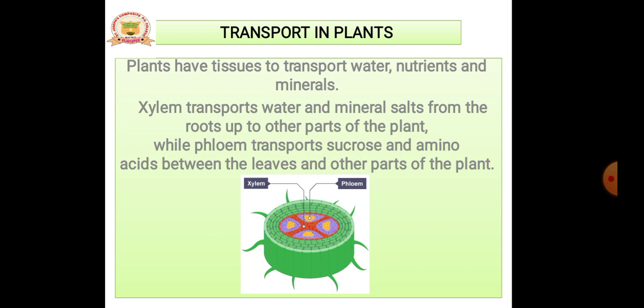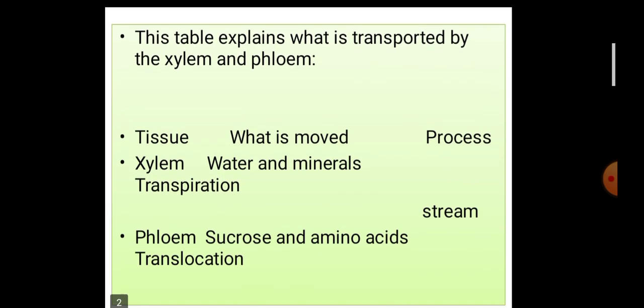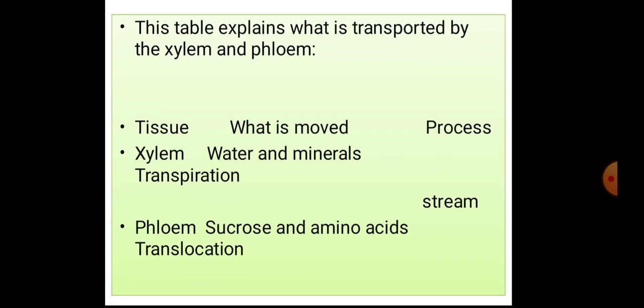xylem is one of the important complex tissues which transports water and mineral salts from the roots up to the other parts of the plant, while phloem transports sucrose and amino acids between the leaves and other parts of the plant. This table explains what is transported by the xylem and phloem. So see the table.